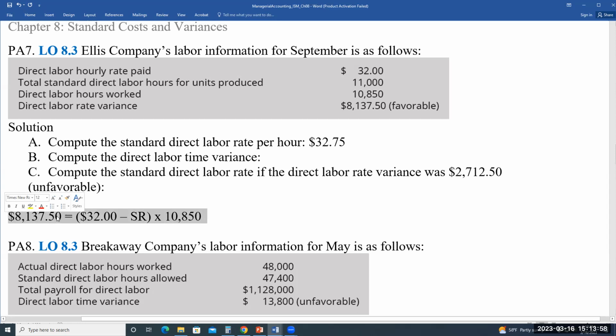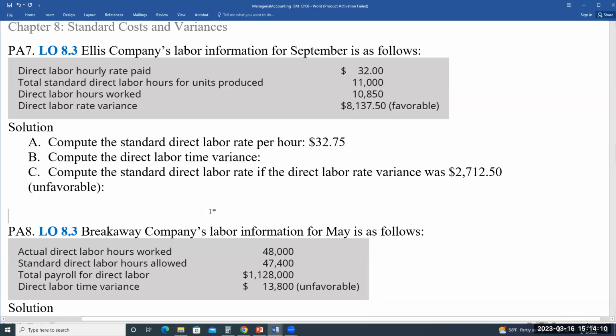Does anybody have an alternate way to figure it out? We're kind of running low on time. We could try it with one of the other formulas, but since we don't have time, we know the answer. We'll just keep going. Okay, now compute the direct labor time variance.